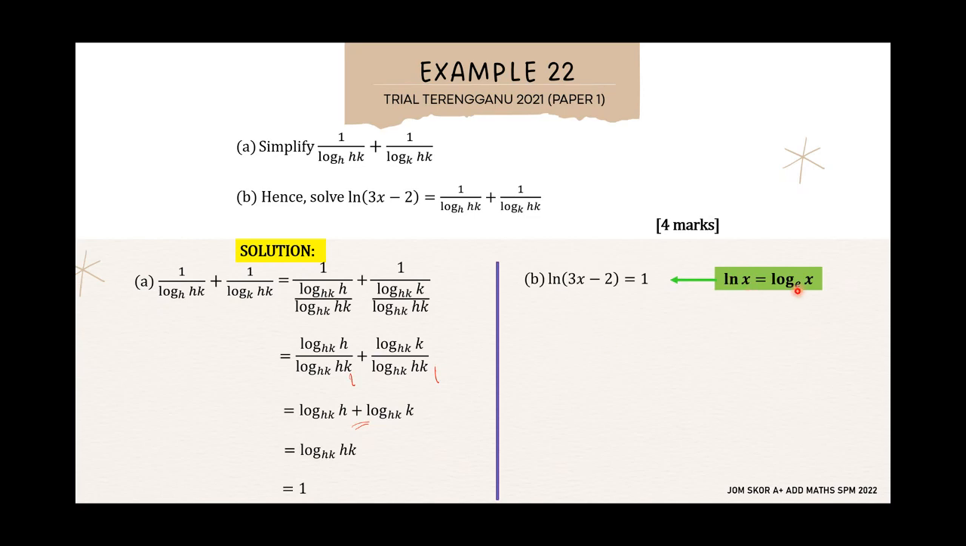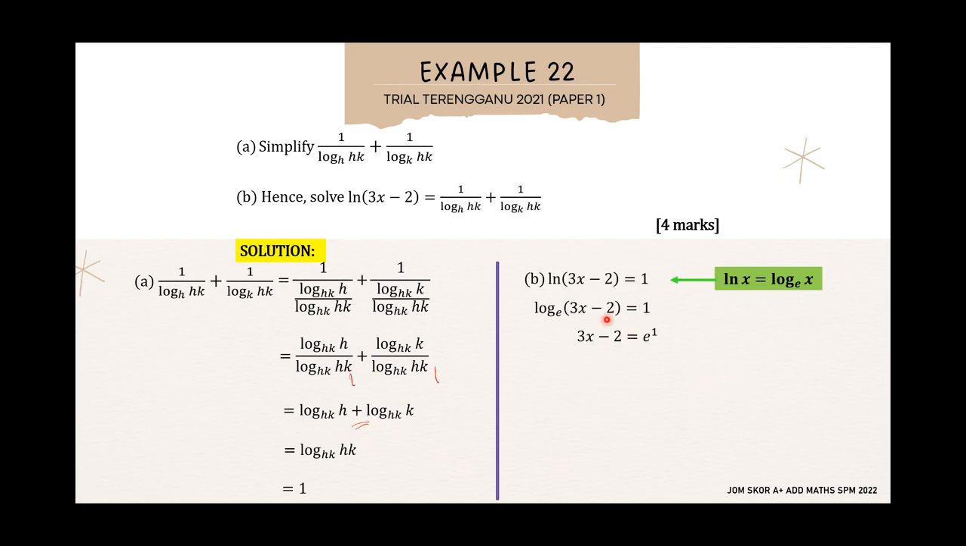Since ln x sama dengan log x base e, jadi samalah juga dengan log 3x minus 2 base e is equal to 1. Okay. So, 3x minus 2 adalah bersamaan dengan e to the power of 1 by definition of logarithm tadi.